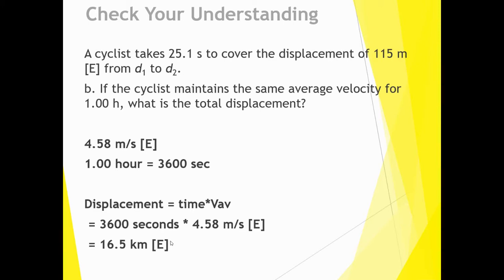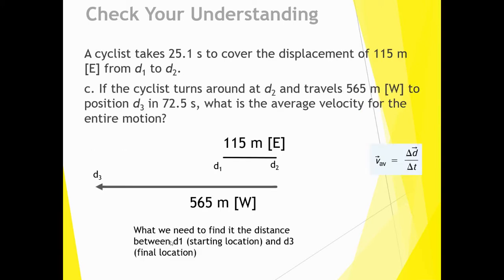And then in our last part, we really need to have a sketch drawn, which is why I had drawn this one earlier. So part C, if the cyclist turns around at D2 and then travels 565 meters west to the position D3 and it takes him 72.5 seconds, what is the average velocity for the entire motion? So if he started here at D1, goes 115 meters east, and then turns around and goes 565 meters west, what we care about for velocity is his overall displacement. So we need to compare D1 to D3, which means we're going to compare 565 minus 115 for his displacement.